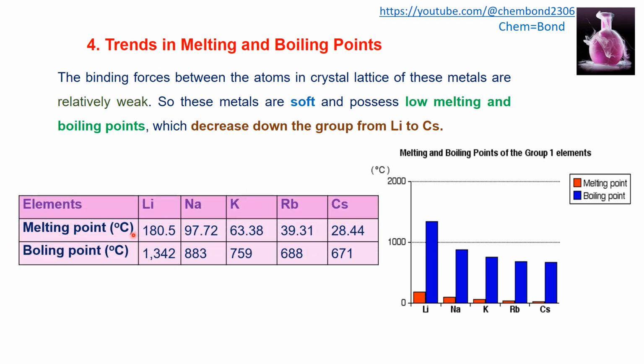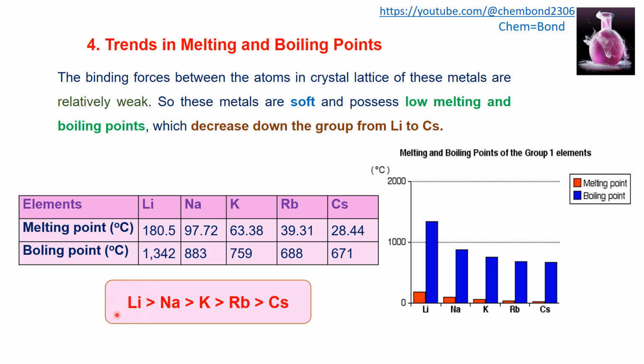It is shown in the table. 180 for lithium and the lowest is 28.4 for cesium, that is the trend for melting point. In case of boiling point, 1342 for lithium and 671 for cesium, which means that both melting and boiling points will decrease as we move down the group. So lithium will have higher melting and boiling points and cesium will have lower melting and boiling points.